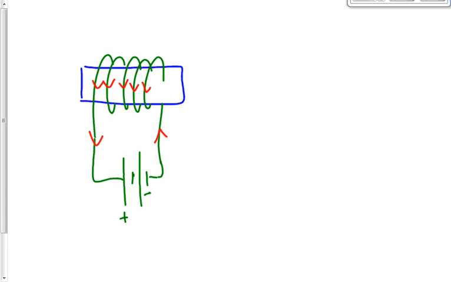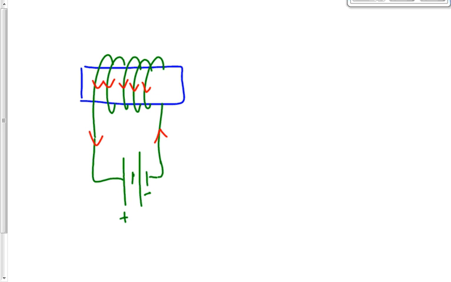Okay, do we see that, guys? We haven't found the polarity yet, have we? We've just kind of looked at the question right now. Which way is the polarity going to be? Which end of this piece of steel is going to be north, which end is going to be south?